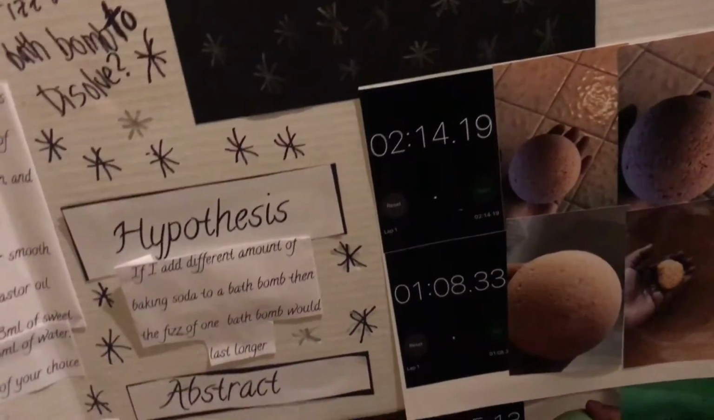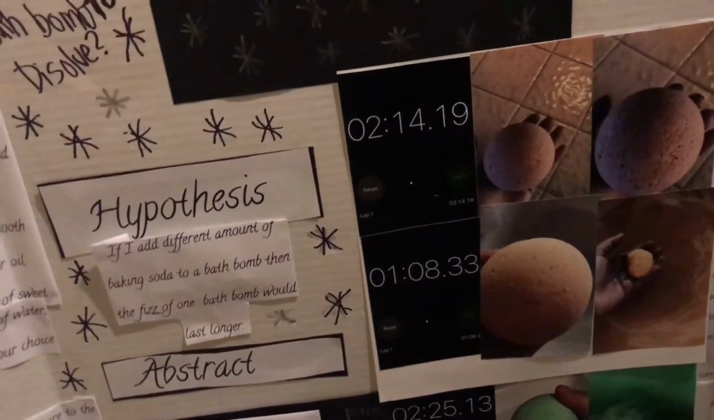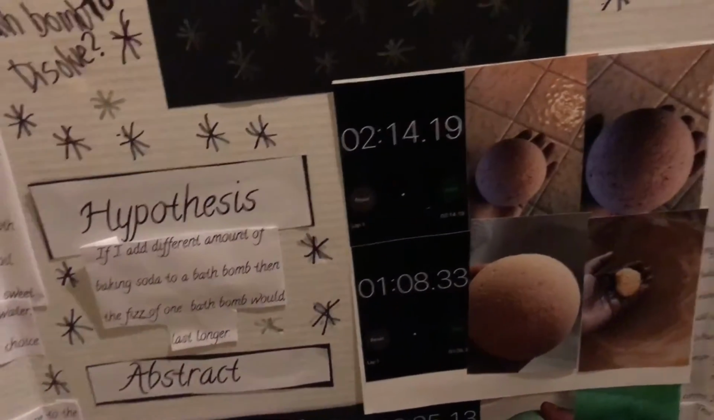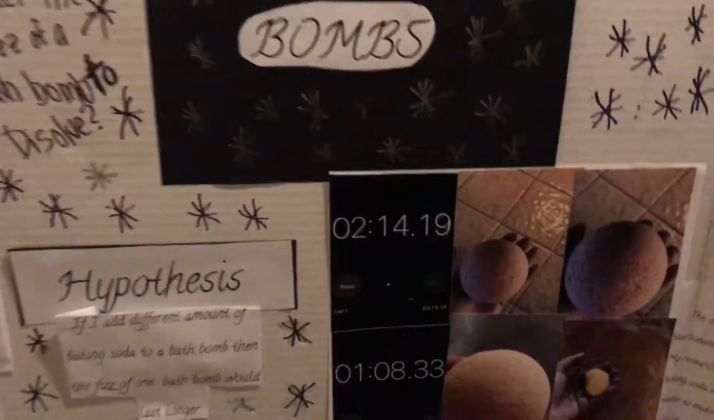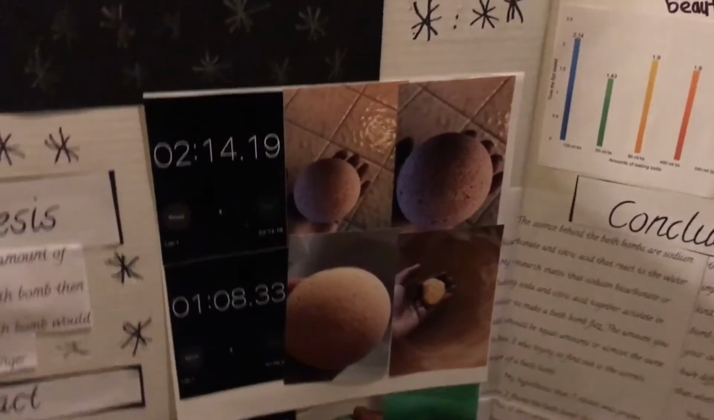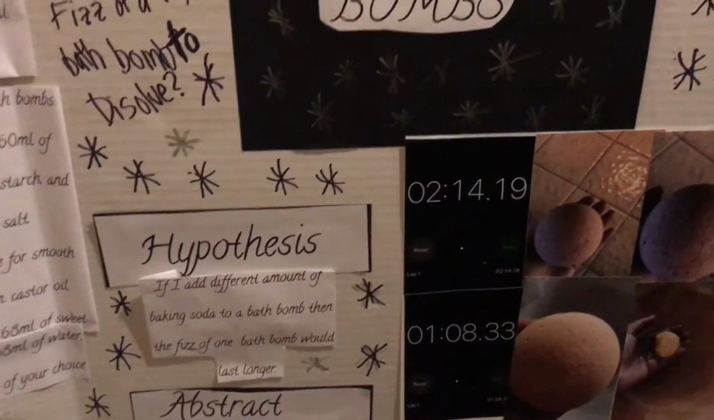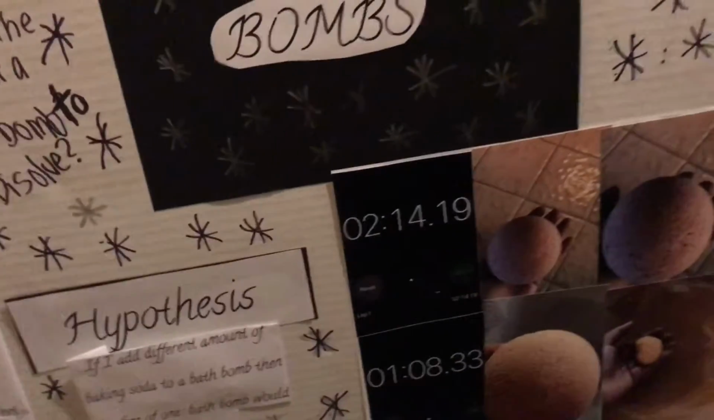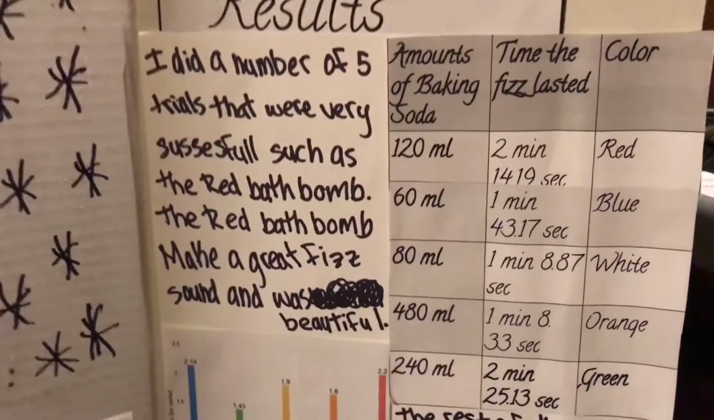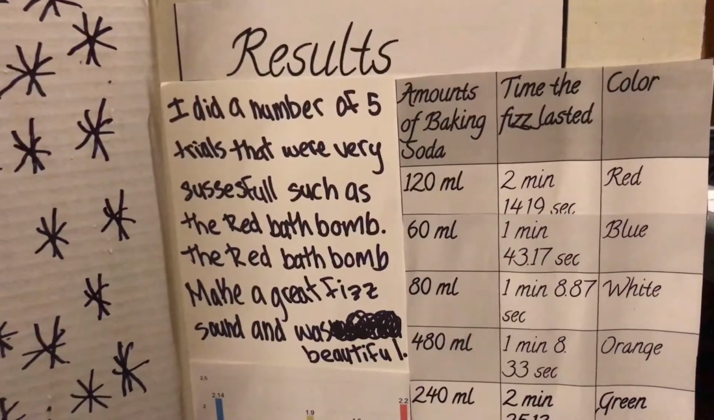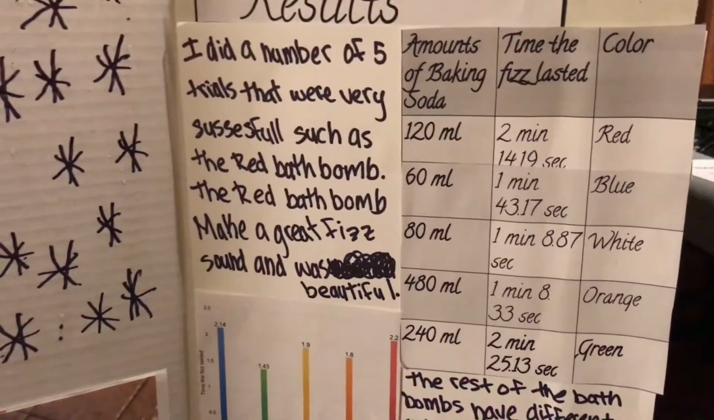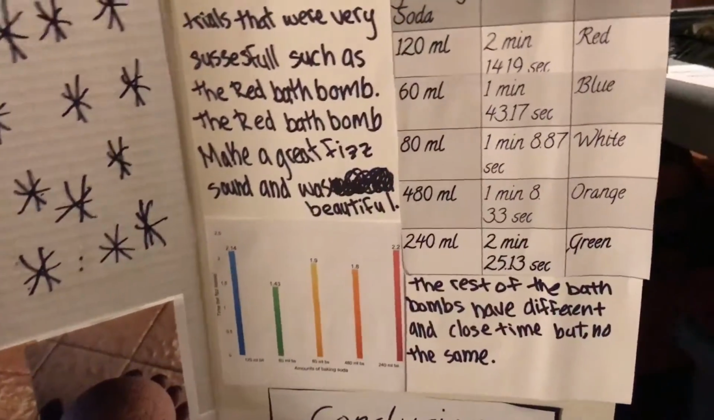But what I was really interested in is that when I started researching, there were different recipes with different amounts that you would add of either baking soda or citric acid, which are the two main ingredients in your bath bomb. So I decided to choose one, and I chose the baking soda, and I used different amounts of baking soda: 120, 60, 80, 480, 240. And I color coded them too, just so I wouldn't get confused.